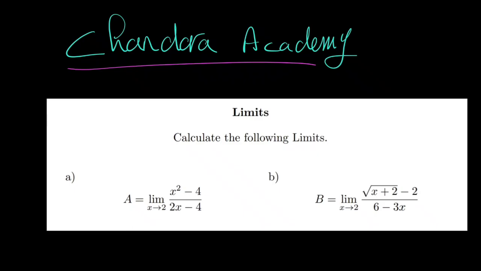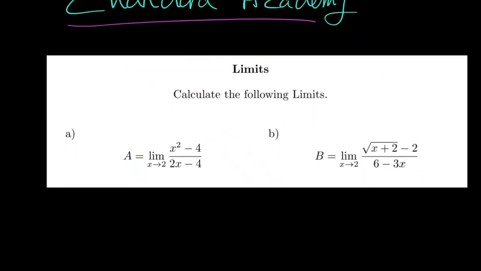Welcome to the Chandara Academy. In today's video we are going to calculate the following limits. First we are going to calculate A, which is equal to the limit when x tends to 2 of x squared minus 4 over 2x minus 4.